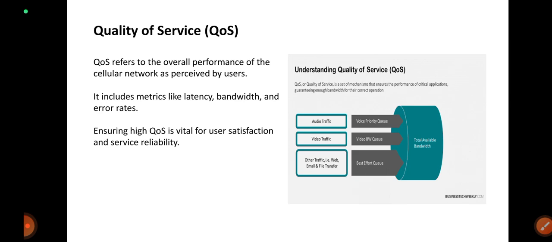Quality of service, known as QoS, refers to the overall performance of the cellular network as perceived by the users. It includes metrics like latency, bandwidth and error rates. Ensuring a high QoS is vital for user satisfaction and service reliability.